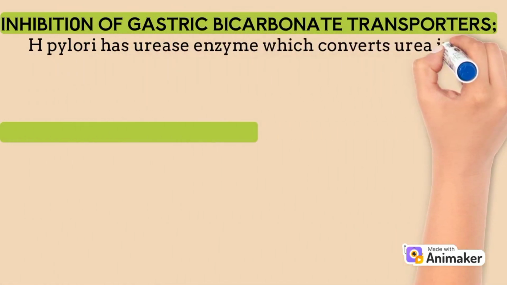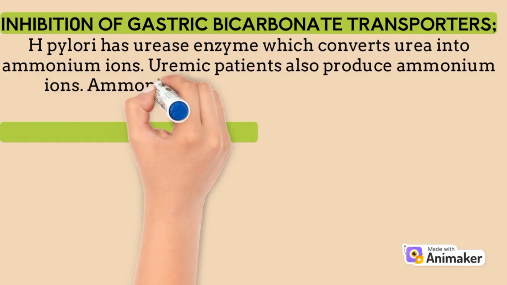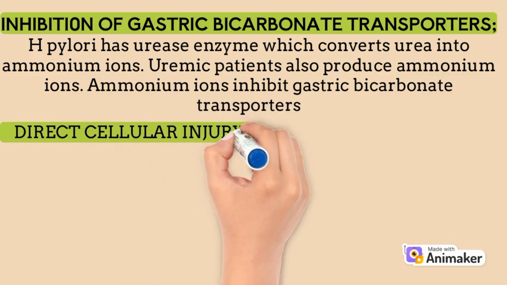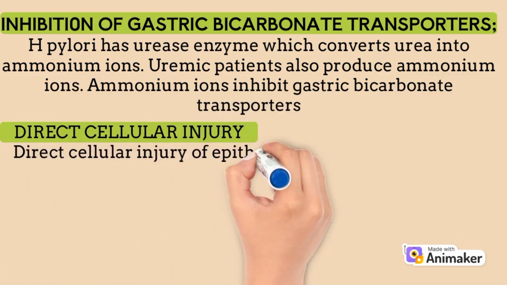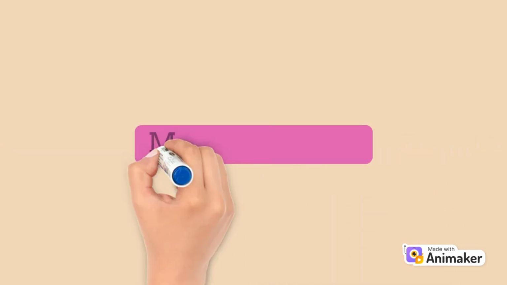H. pylori has urease enzyme which converts urea into ammonium ions. Uremic patients also produce ammonium ions. Ammonium ions inhibit gastric bicarbonate transporters. Direct cellular injury. Direct cellular injury of epithelial cells is caused by alcohol consumption and tobacco, etc.